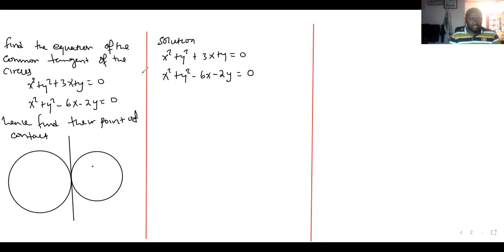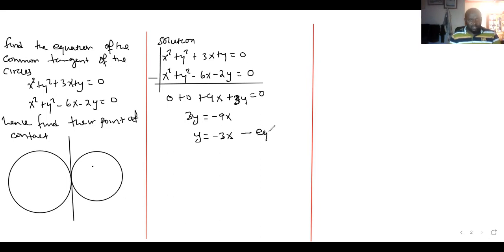When we have those two equations, we shall solve simultaneously by elimination. So you eliminate, we shall say subtract. You'll get 0 plus 0 plus 9x plus 3y is equal to 0. So 3y is equal to negative 9x, y is equal to negative 3x. This is the equation of the common what?